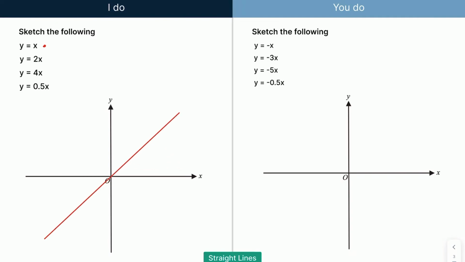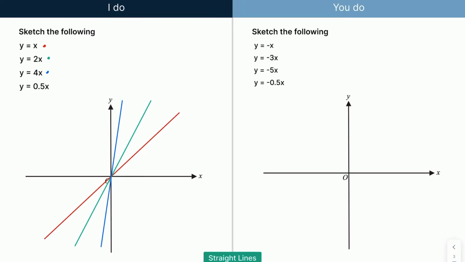Now, the next one, y is equal to 2x, is the exact same thing, but it's now a steeper gradient. The gradient is 2x, so it still passes through 0, but it's just steeper now. Okay, so now with 4x, we'll do that in blue. That's just going to be even steeper than 2x.